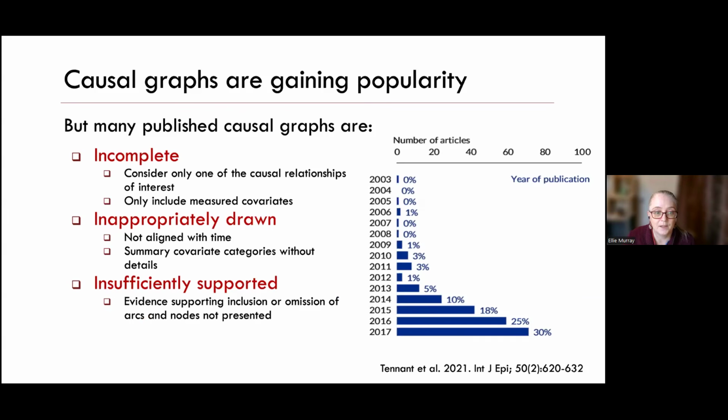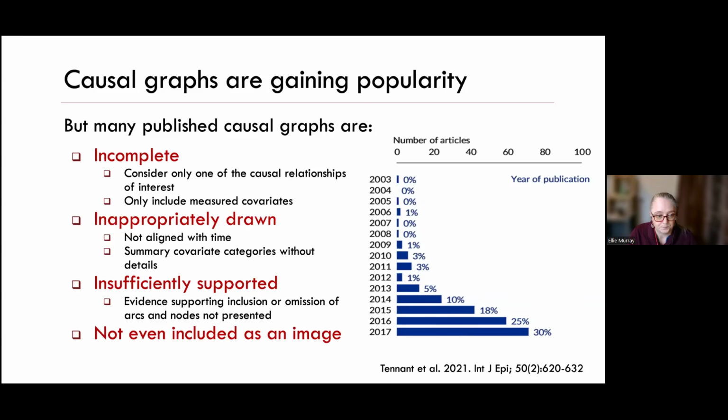Another very common thing is that we don't see any summary of the supporting evidence for the nodes and the arrows. People will just present the graph and not their process for building it or why they believe certain pieces are there. And especially, we very, very seldom see any supporting evidence discussed for the omission of arcs or nodes from the graph.